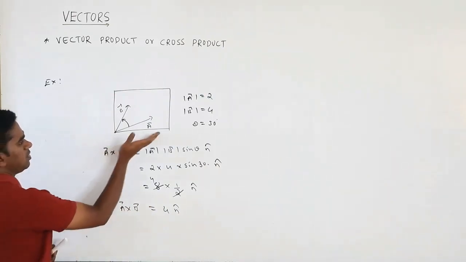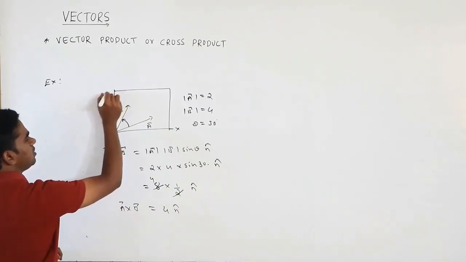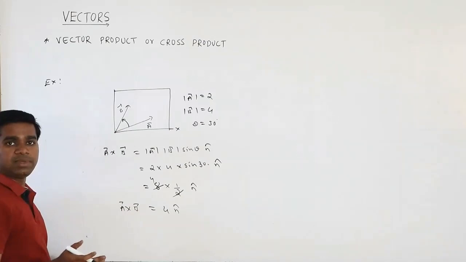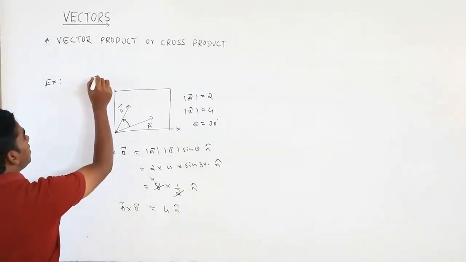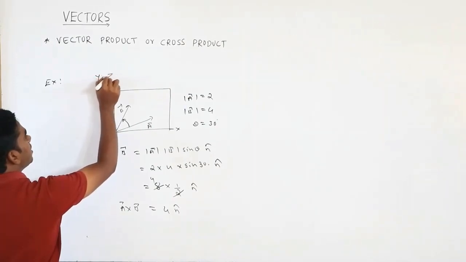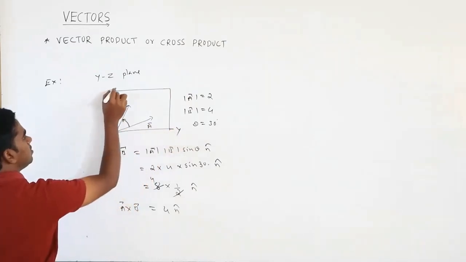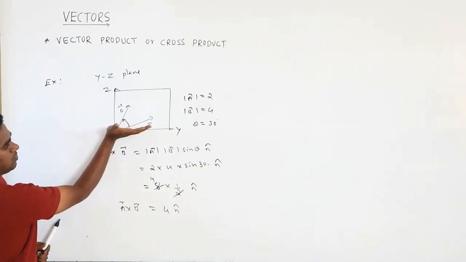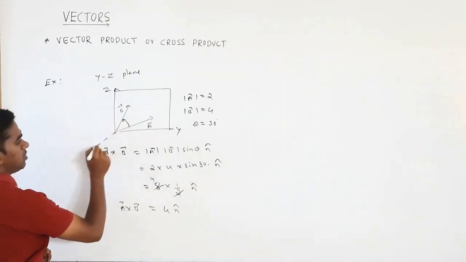Take this as x and this as y. They should mention whether it is an xy plane or yz plane or whatever. Now I will say this is a yz plane, so this is y and this is z. If it is the yz plane, what is the resultant? The resultant is going from y to z, from here to here. The resultant is along x.